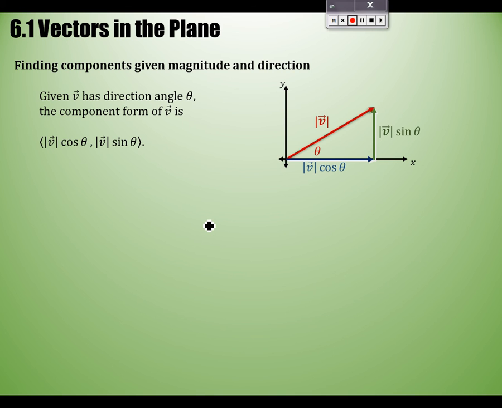In particular, the coordinates are magnitude of v cosine theta, comma, magnitude of v sine theta. That's the component form. Done. Go home, right? Yay. But let's just stop and appreciate this, that this is something we had thought about before, isn't it? What if the magnitude of our vector is 1? Then what are the coordinates? It's just cosine theta comma sine theta, right? Well, that's because our vector points to a point that lies on the unit circle.